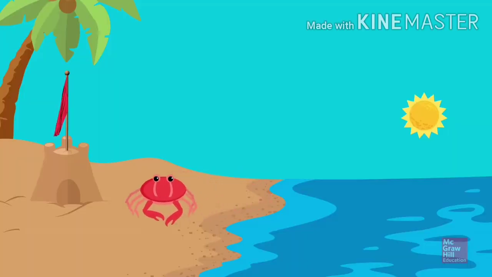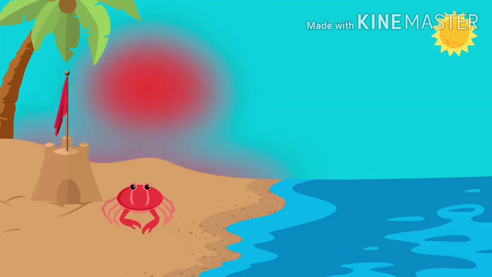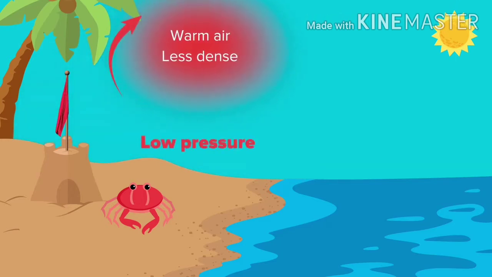It's a sunny day at the beach. As the sun rises, the land warms up faster than the water does. This causes the air above the land to also warm up. Warm air, being less dense, expands and rises, leaving an area of low pressure.